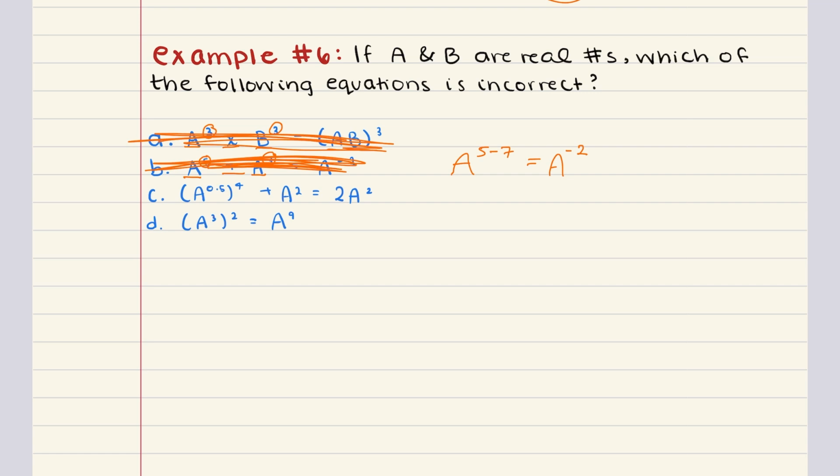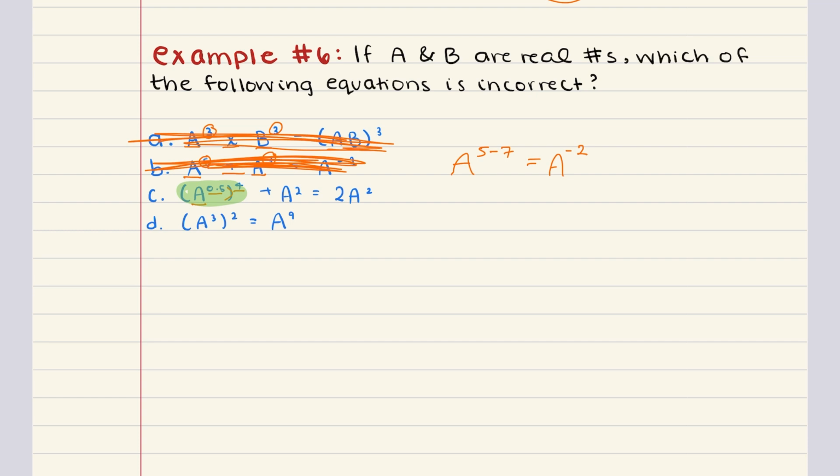Answer choice C says A raised to 0.5, and that's all raised to the power 4, plus A squared is equal to 2A squared. Let's focus on this first term.